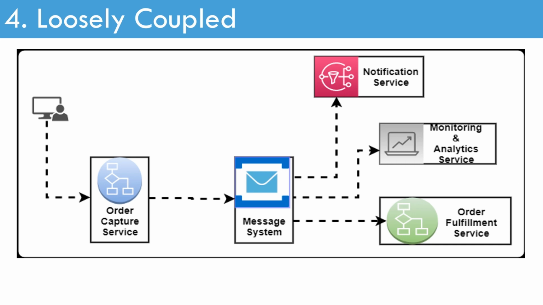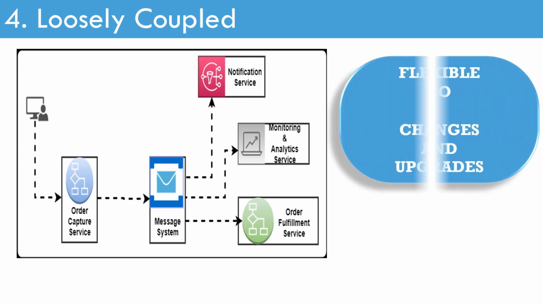Because of loose coupling, the reactive systems are quite flexible to changes or upgrades. We can easily add new components or features without affecting the other components. For example, we have 3 consumers here for our incoming orders. We can easily add a new one without the order capture service knowing about it, because it does not call anyone directly other than the messaging system.